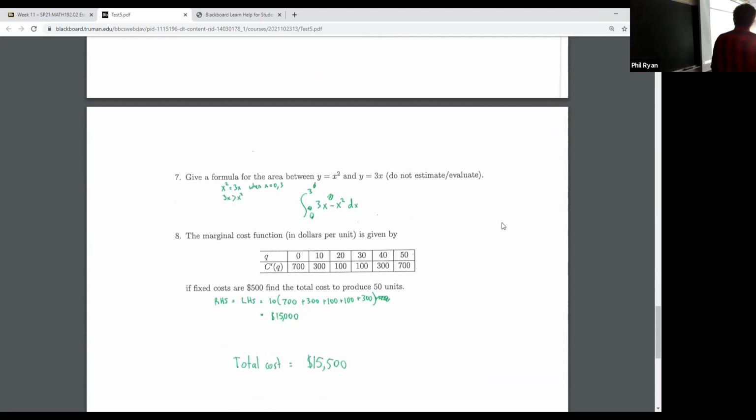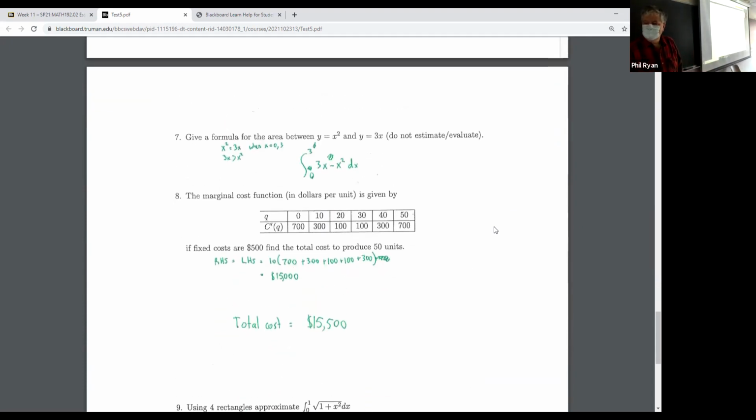What is the formula for the area between those two curves? Right, they're equal at 0 and 3, so that would give you your bounds of integration, and 3x is greater than x squared, so it would have been this integral right there.